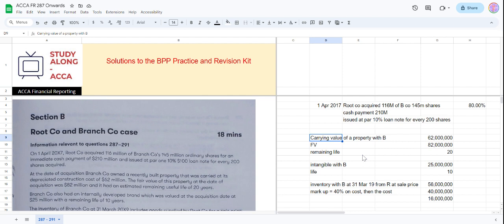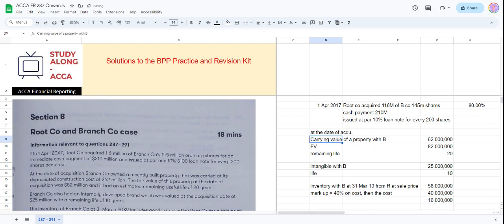Then there is a property with B at the date of acquisition. On this date, the carrying value of the property with B is 62 million, its fair value is 82 million, and the remaining life is 20 years. And at the date of acquisition they have some intangible worth 25 million, and its life is 10 years.